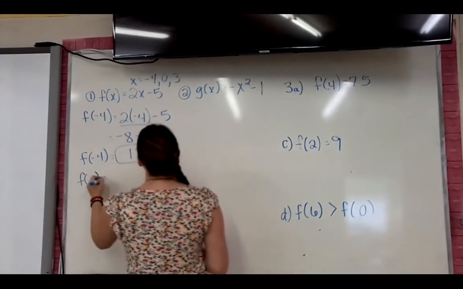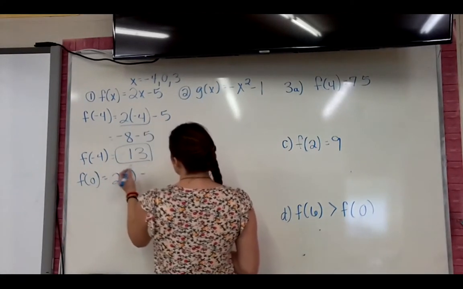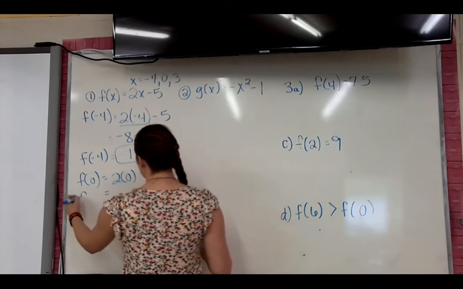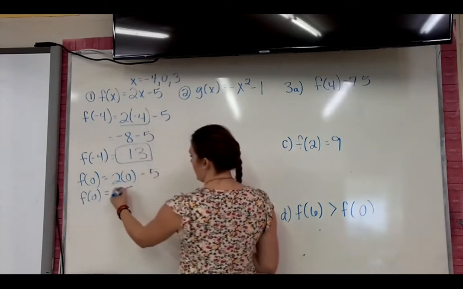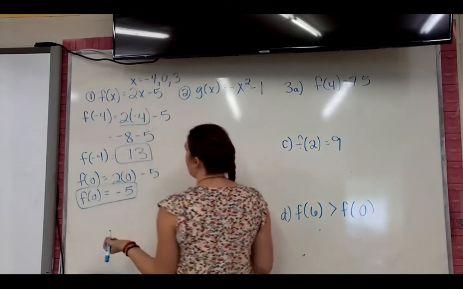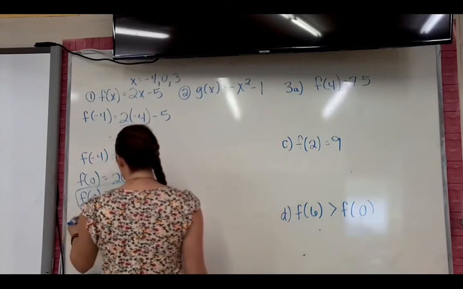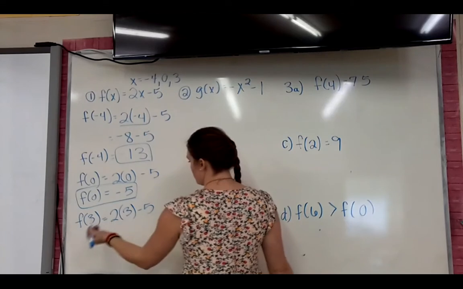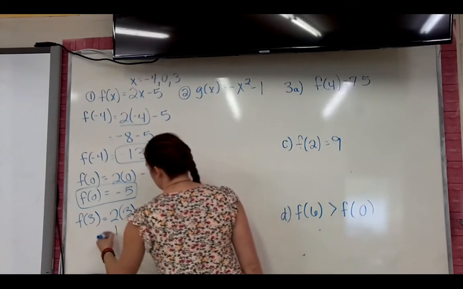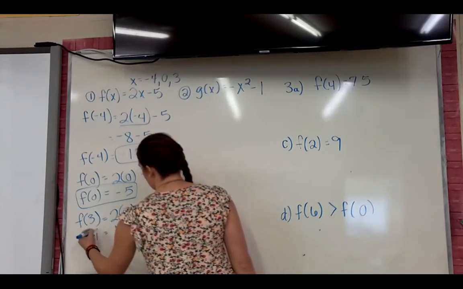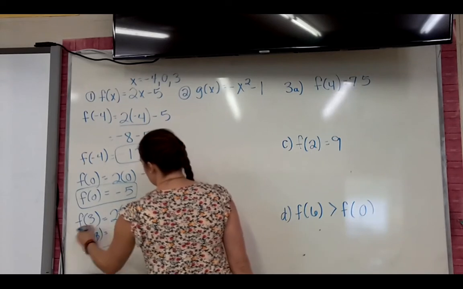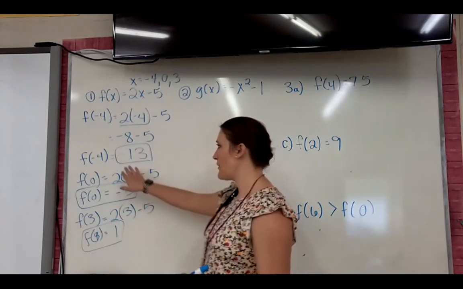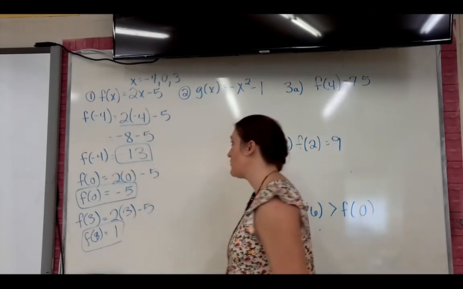F of 0, plug 0 in, 2 times 0 is 0, so that equals negative 5. That one should have been pretty easy. And last one for value of 3. So we have 2 times 3 minus 5. 2 times 3 is 6. 6 minus 5 is 1. Sorry, I wrote it twice. So on number 1, our answers come out to negative 13, negative 5, and 1.